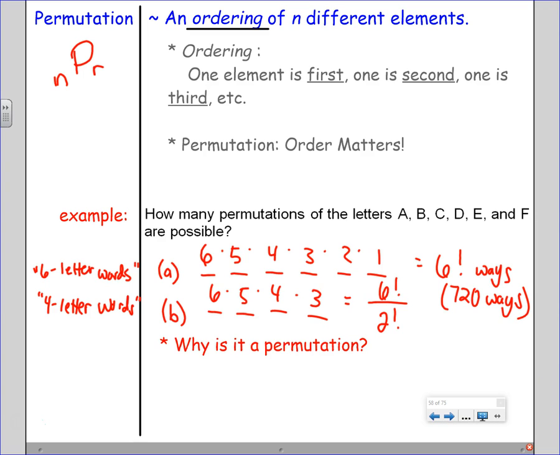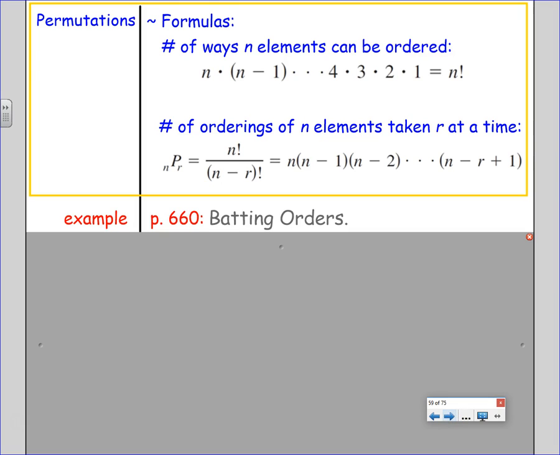Why is it a permutation? I mean, that should be pretty obvious. Why is it a permutation? Is it a different arrangement of letters if you have A, B, C, D, E, then F, or if you have B, A, C, D, E? Is it a different word if the letters are in different places? The answer would be yes. Okay, so that's why it's a permutation. But does this formula make sense?